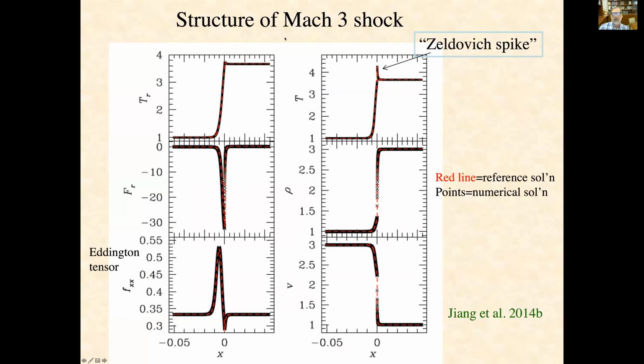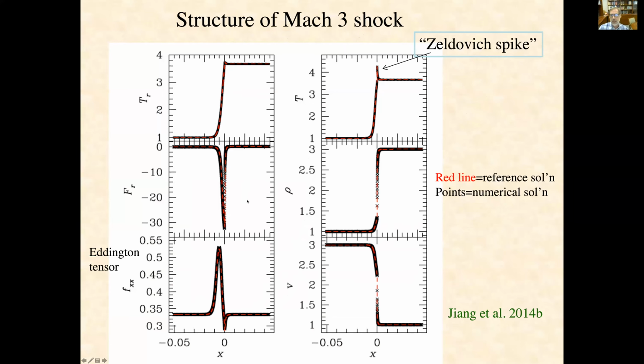Here's an example of a Mach 3 radiating shock. The black points are from the numerical solution, the dynamical solver, and the red line is from the semi-analytic solution. And there's, again, excellent agreement. You can measure errors and convergence rates. And so that's extremely useful.